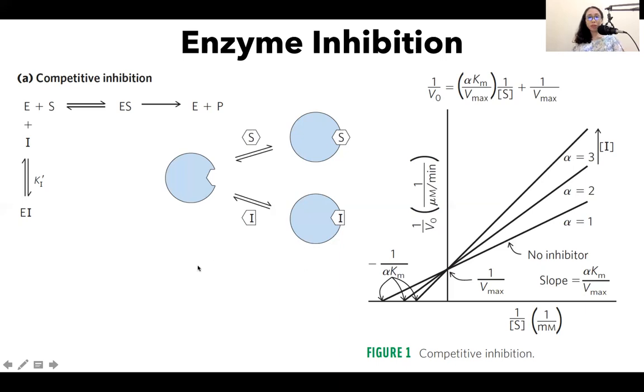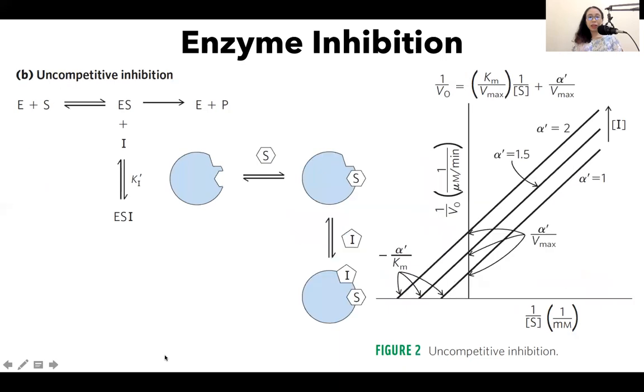The second type is called uncompetitive inhibition. The inhibitor binds to the enzyme substrate complex. Now, since the substrate is already bound to the active site, your inhibitor is binding on a different region of your enzyme. So the effect now is on the rate of the chemical reaction. That is why we have alpha prime here together with the maximum initial velocity.